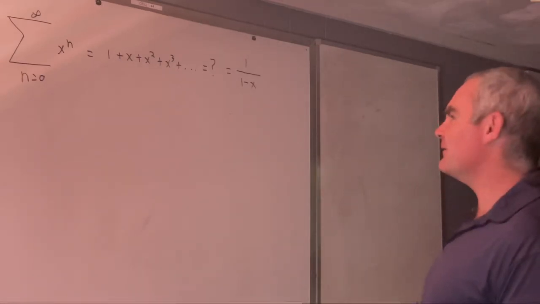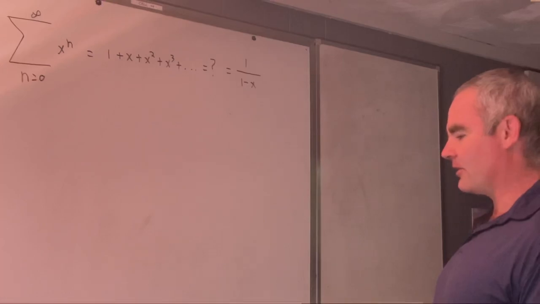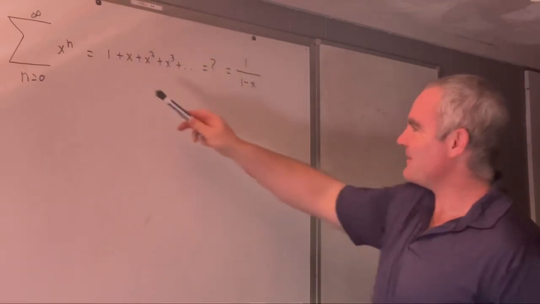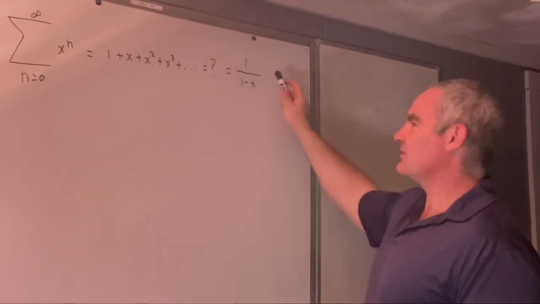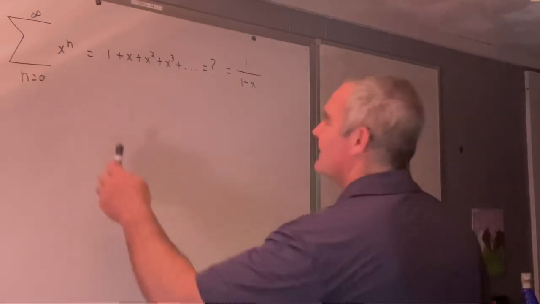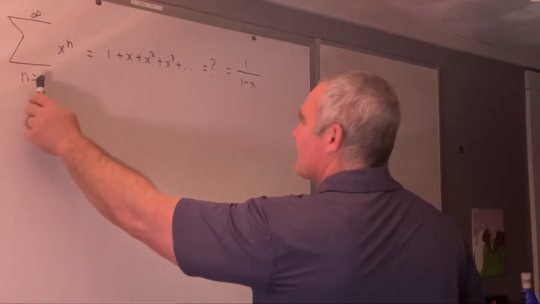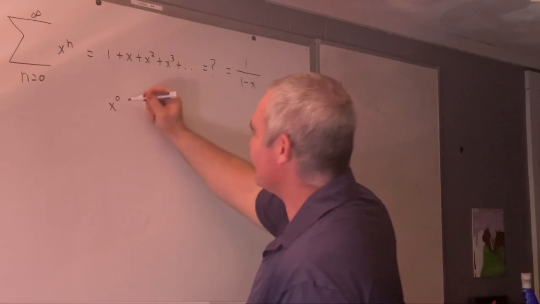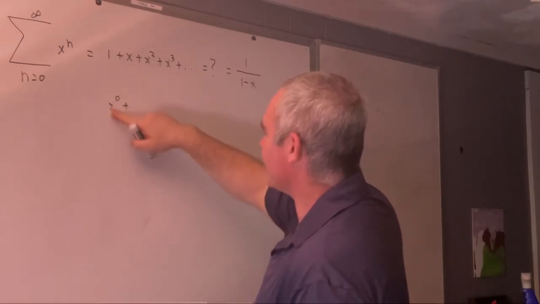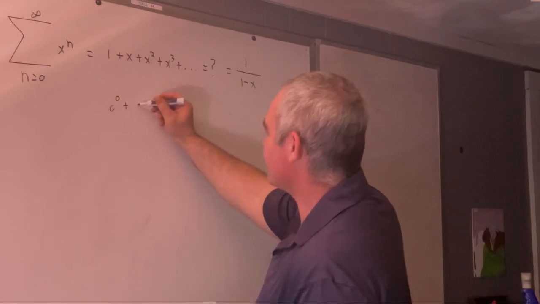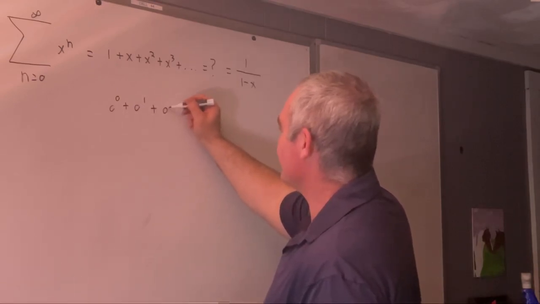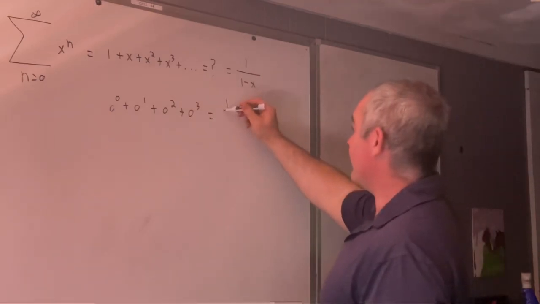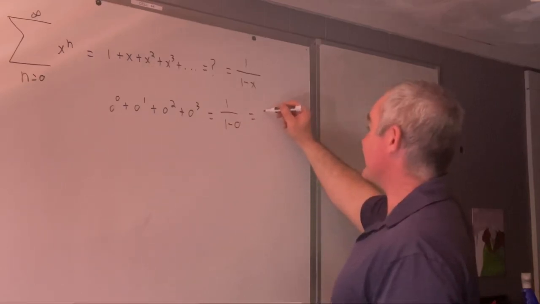And in fact, we can get an interesting argument for the value of 0 to the 0 from this series right here. And we can see that it should actually be 1. Because if we let x equal 0, what we get is 0 to the 0 plus 0 to the 1 plus 0 squared plus 0 cubed. And that's equal to 1 over 1 minus 0, which is equal to 1.